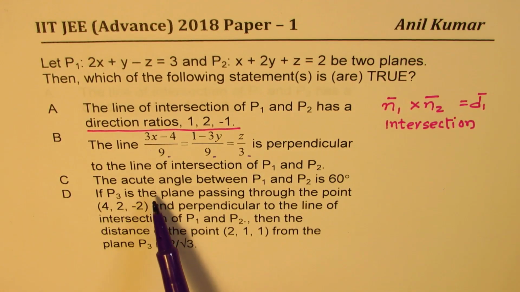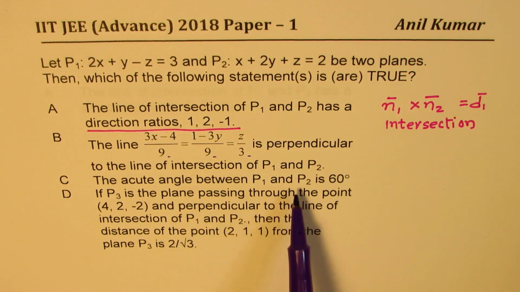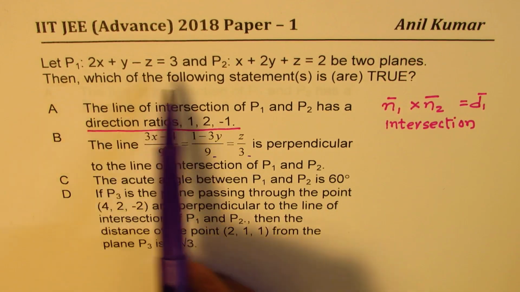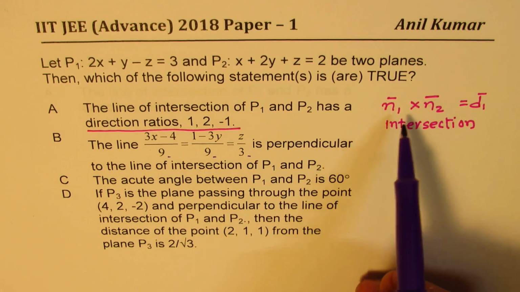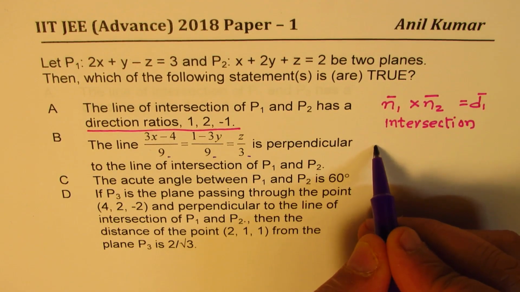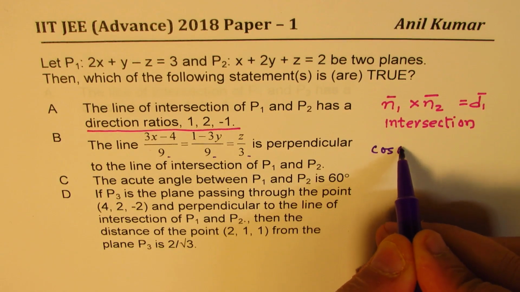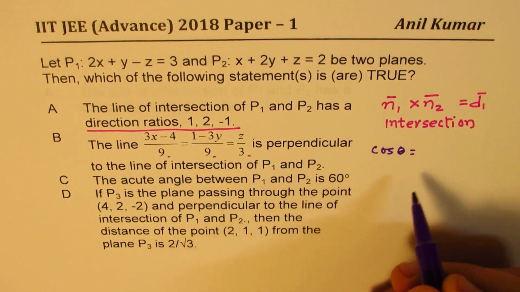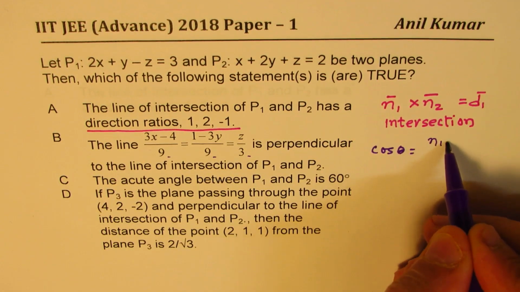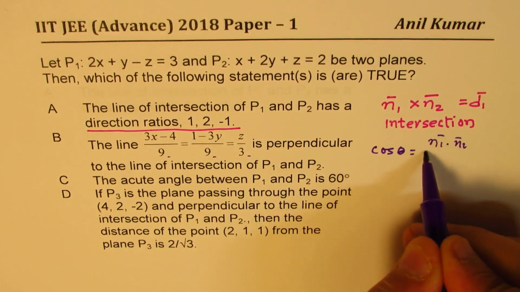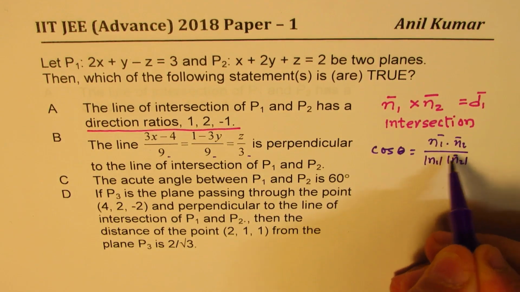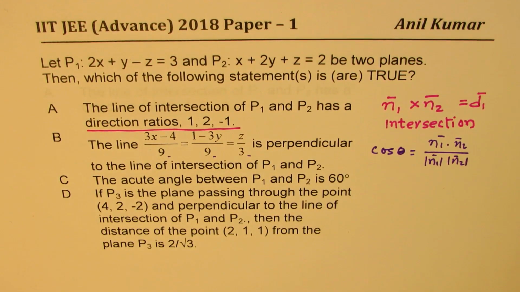C, the acute angle between P1 and P2 is 60 degrees. So we have to basically find the acute angle, correct? That could be between the two normals, right? So for the acute angle, we can figure out whether cos theta is 60 degrees or not: n1 dot n2 divided by the magnitudes of n1 and n2 will give us the angle.